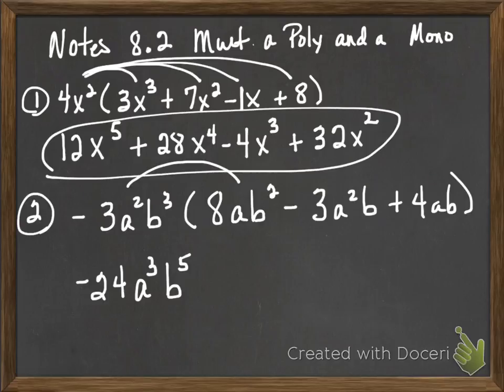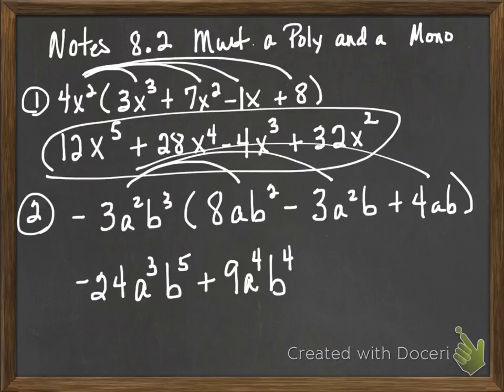Alright, we're going to multiply again. Negative 3 times negative 3 is positive 9. a squared times a squared is a to the fourth. b to the third times b to the 1 is b to the fourth. Then we're going to multiply times the last term. Negative 3 times positive 4 is negative 12. a squared times a is a to the third. And b cubed times b is b to the fourth.